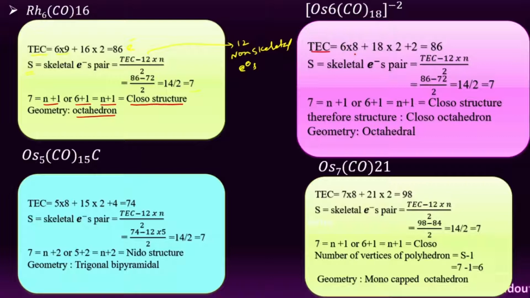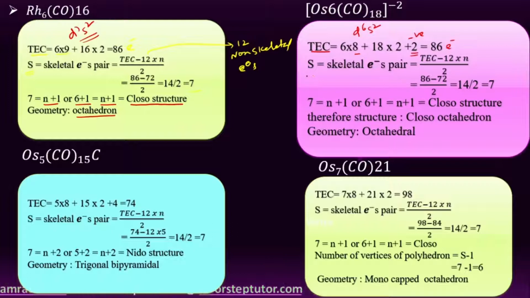Next, here you can see the total electron count, TEC, that is equal to the number of metal atoms into valency electrons. Generally it belongs to the iron group, here it is d7s2, it belongs to the cobalt group. Here the number of valency electrons is 8, multiplied by 6, plus 18 into 2, since each CO can contribute 2 electrons to the metal atom. Then the negative charge: we are adding 2 electrons to the total electron count. So the total number of electrons is equal to 86, right?